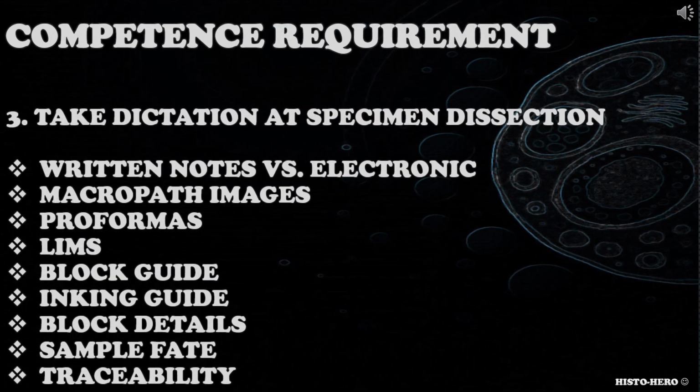The third competence requirement is for you to take dictation at specimen dissection. This links closely to the previous requirement. Do you take dictation when you assist during dissection? What form of dictation is it, digital or written? Why is dictation important? What would happen if the dictation was not taken? Consider electronic dictation, written notes on the form, macropath images, proformas, limbs, block guide, block details, specimen fate following dissection, inking guide, traceability of the sample following dissection, and so on.